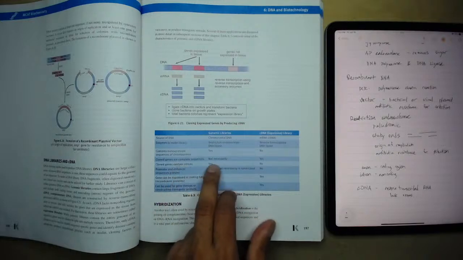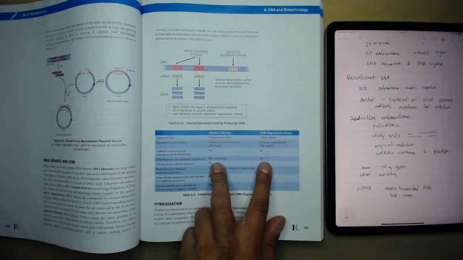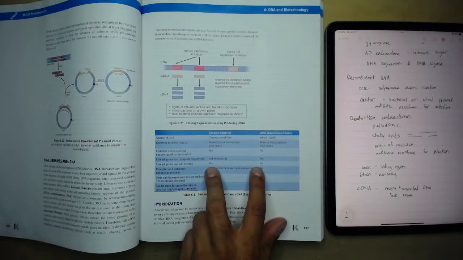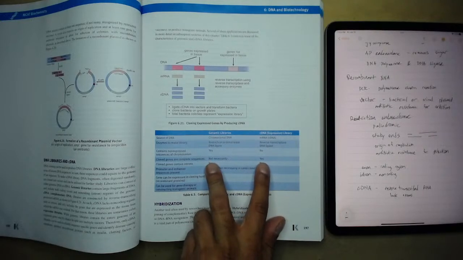Cloned genes are completed sequences, not necessarily in genomic libraries, but they are in cDNA. I guess that's just because genomic libraries have a large number of DNA, but you can't be sure that you get them all. While cDNA, if it's transcribed and it's a functional protein, then at least that little bit is fully functional.